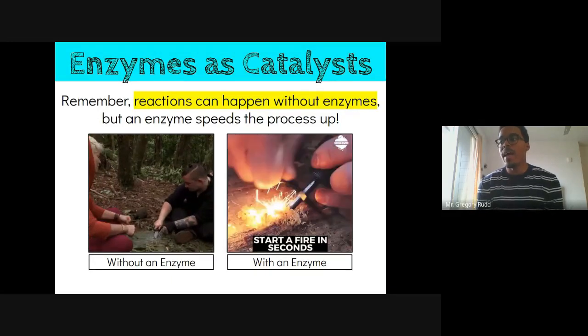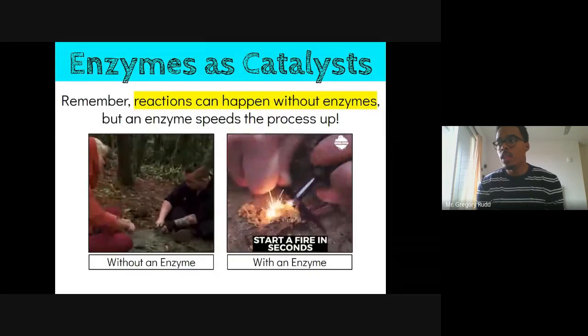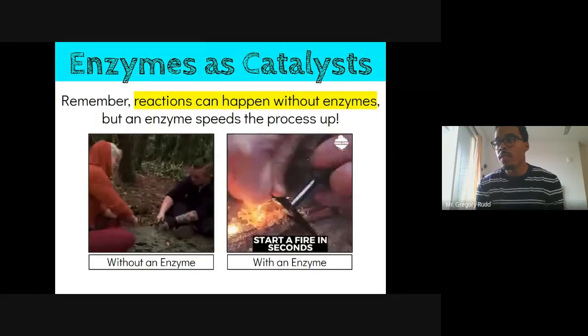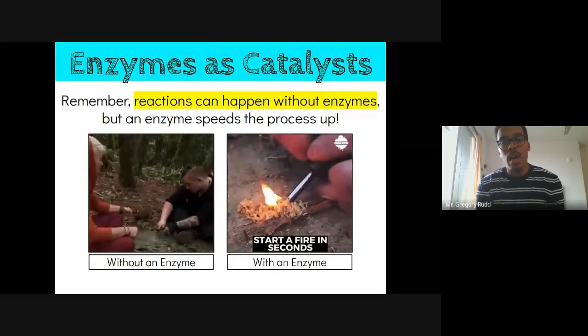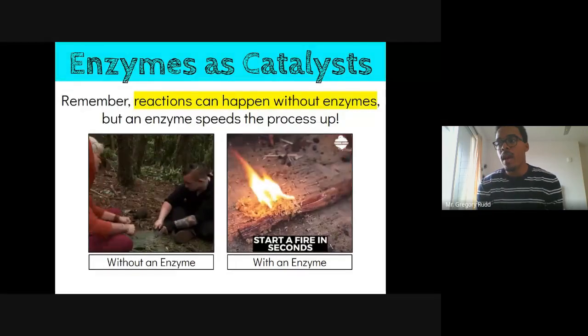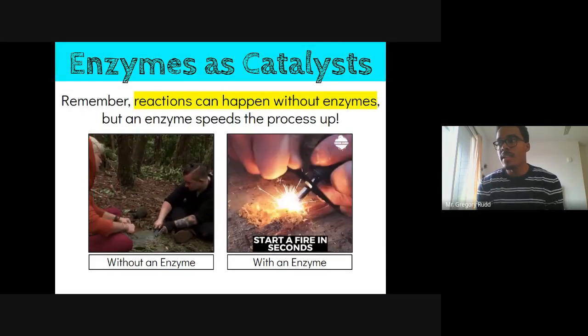And another thing to remember, we talked about this last week as well. Reactions can happen without enzymes. Even in the human body, there are reactions that can happen without the help of enzymes. But more often than not, we are using enzymes because why wouldn't you? It speeds things up and it requires less energy. So we can use these images to depict that difference.